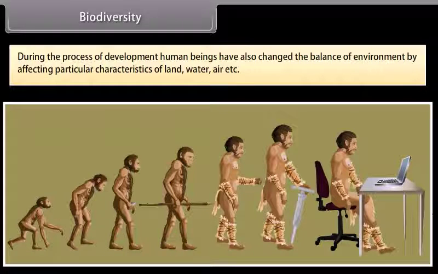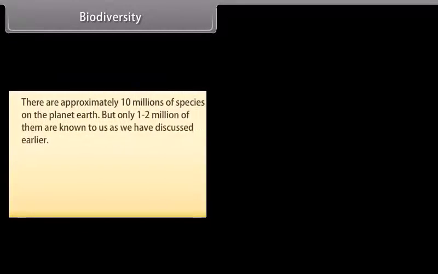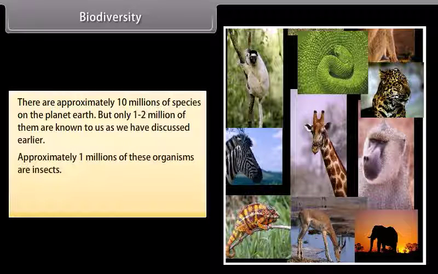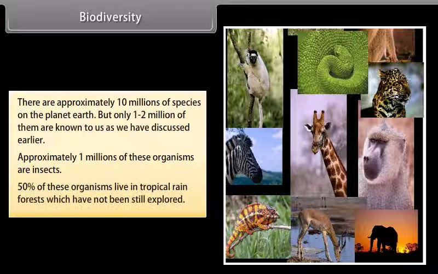water, air, etc. There are approximately 10 million species on the planet Earth, but only 1 to 2 million of them are known to us, as we have discussed earlier. Approximately 1 million of these organisms are insects. 50% of these organisms live in tropical rainforests which have still not been explored.